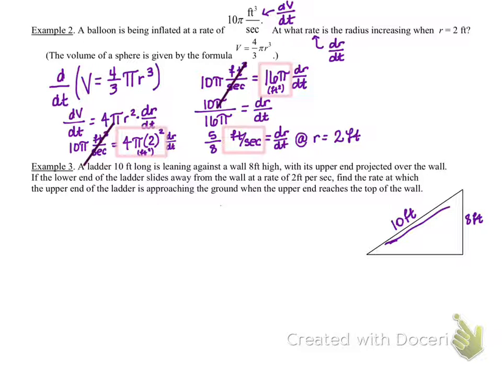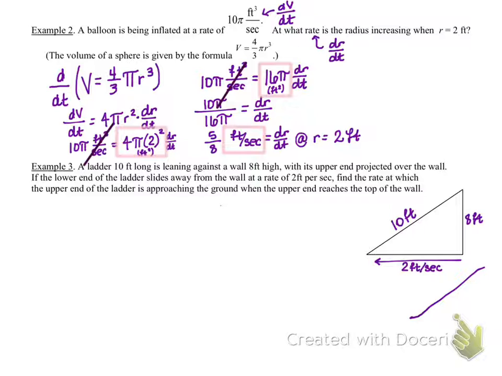Oh, that line didn't show up. What? That's so weird. If the lower end of the ladder slides away from the wall at a rate of 2 feet per second, I put the line in the wrong place anyway, so it's a good thing that didn't work out. So this is moving along at 2 feet per second. Find the rate at which the upper end of the ladder is approaching the ground.